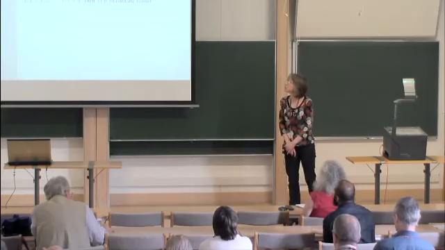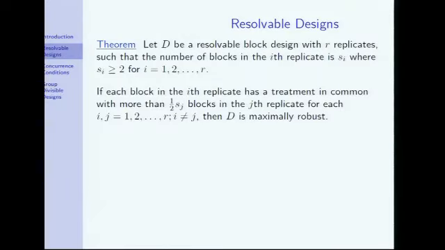So I'm going to look at two different approaches to determining how robust a design is against losing blocks in the remainder of this talk. First of all, I'm going to look at resolvable designs, and if you haven't come across the idea of a design being connected or disconnected before, I think the approach here really demonstrates what we mean by a design being connected and what happens when it isn't.